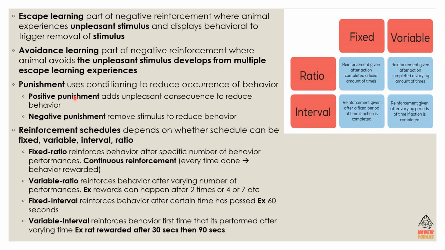Like I said, we're going to be talking about punishment. So punishment is the use of conditioning to reduce the occurrence of the behavior. There is positive punishment, which adds an unpleasant consequence to reduce the behavior. So like, if you keep acting poorly or keep displaying bad behavior, I'm going to kick you out of the house, or send you to a camp that deals with that stuff.